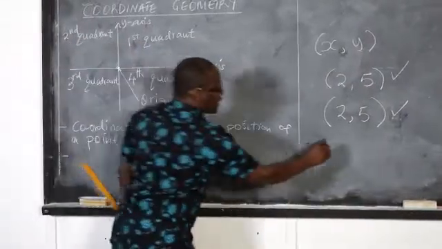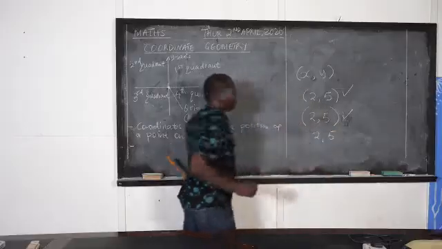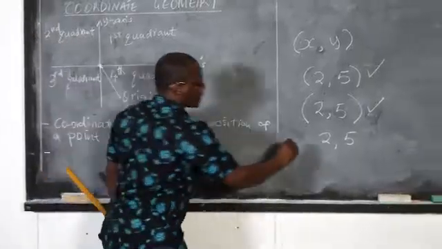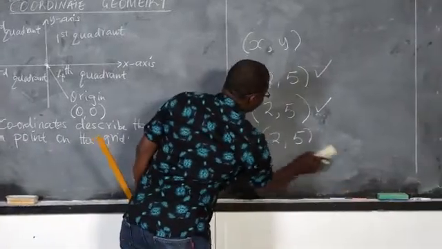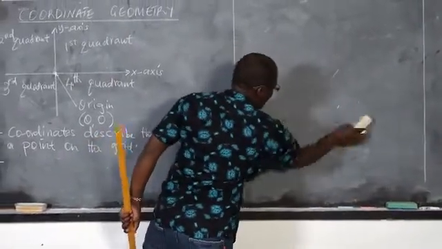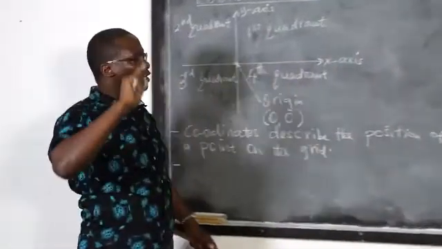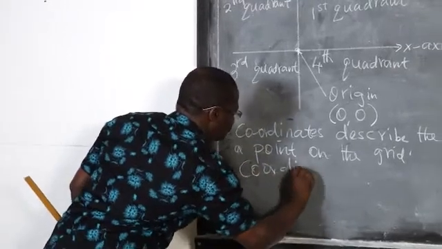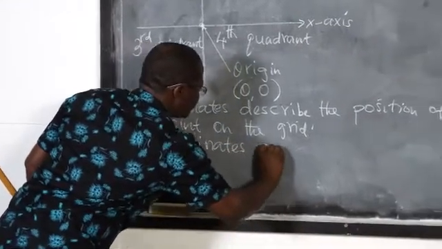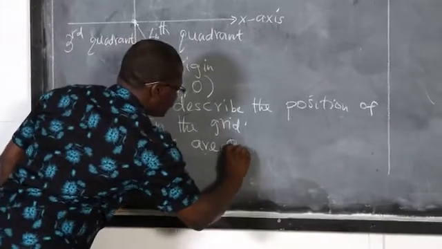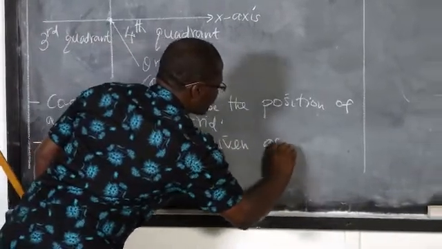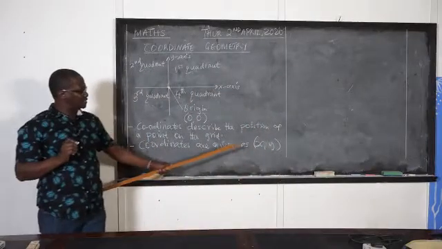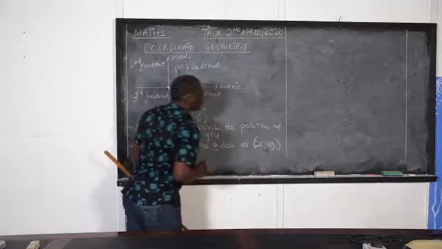Also, it is wrong to put it as 2, 5. That is wrong because it has not been enclosed in a bracket. So that is very, very important: the x and y coordinates must be separated by a comma and enclosed in a bracket. Coordinates are given as (x, y) enclosed in a bracket.